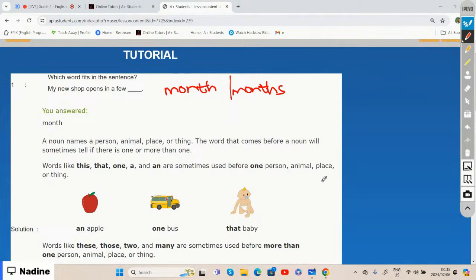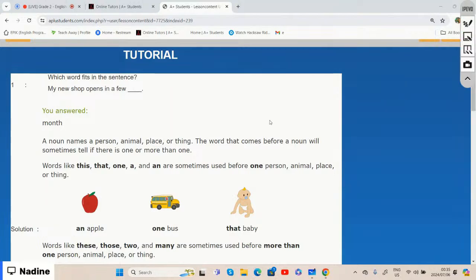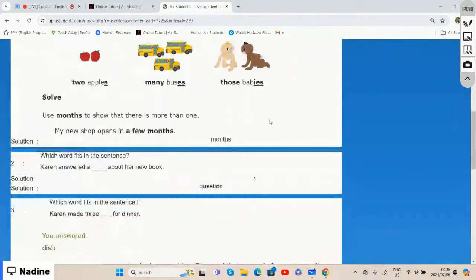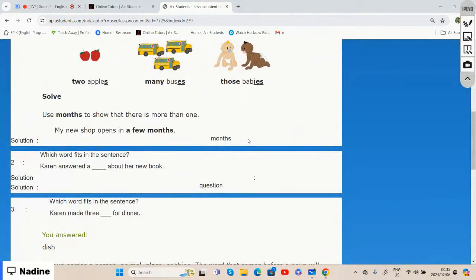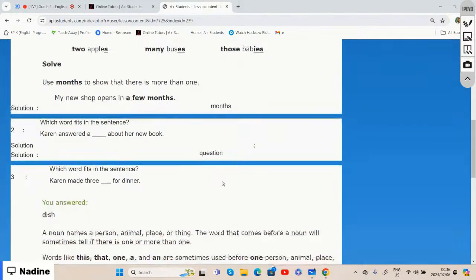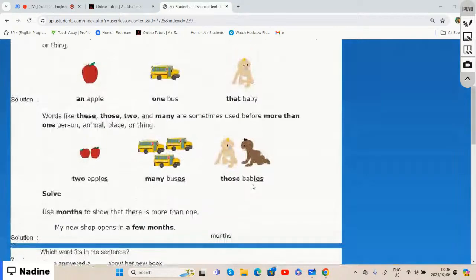All right, so we can then say, my new shop opens in a few months, right? So we added the S to that specific word, few months. We added the S. If you look at the next one, it says Karen answered a question about a new book. So question, right? That is now going to be easy peasy.